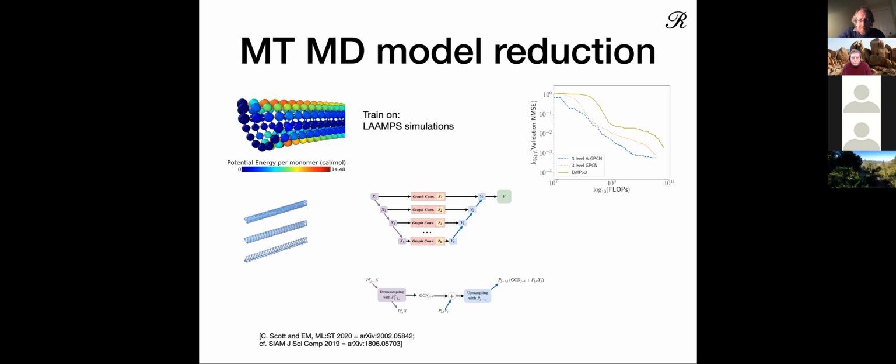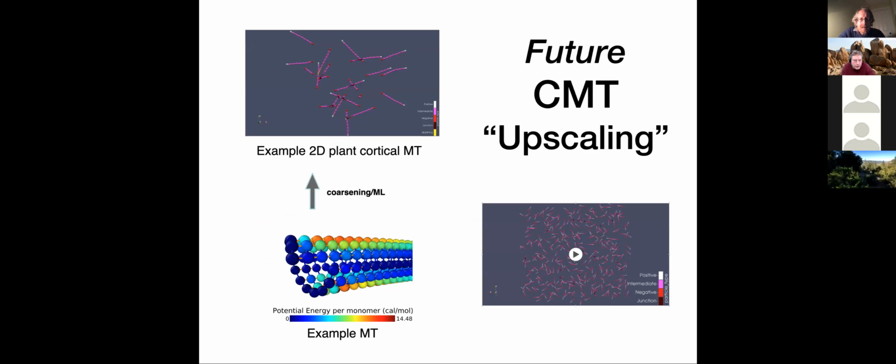All right. So the idea then is to apply this kind of thing to our simulations of what the microtubules are doing in the outer cortex of plant cells during plant development.